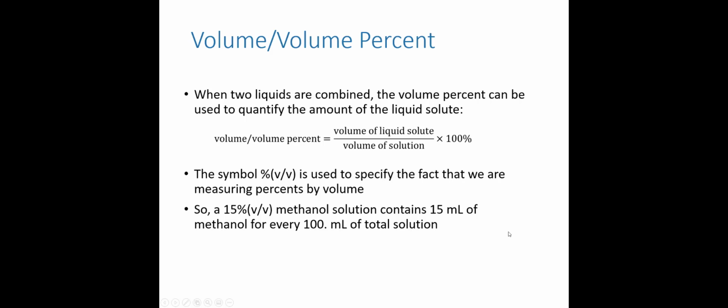So if we were to try to put this in words, if we were to see a 15% volume by volume methanol solution, what that means is that there are 15 milliliters of methanol for every 100 milliliters of the total solution. If we wanted to know the amount of water, that would be what's left over, assuming that it's only methanol and water in the solution. So that would be 85 milliliters of water for every 100 milliliters of solution.